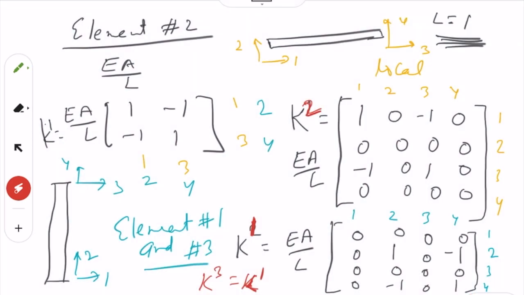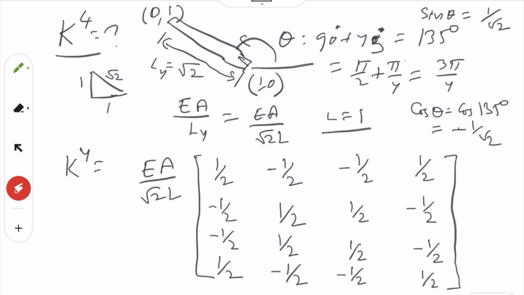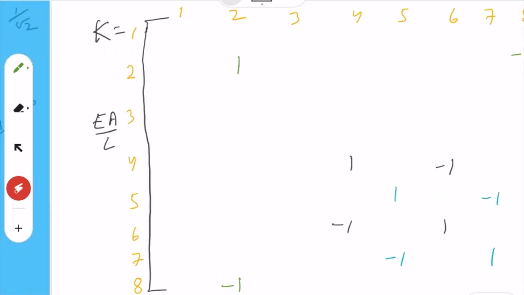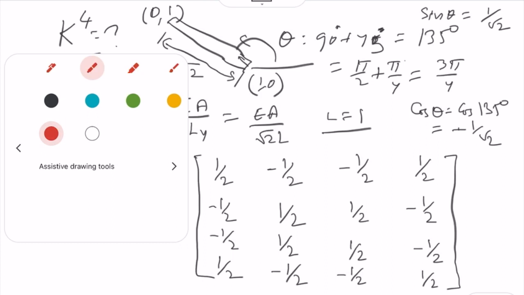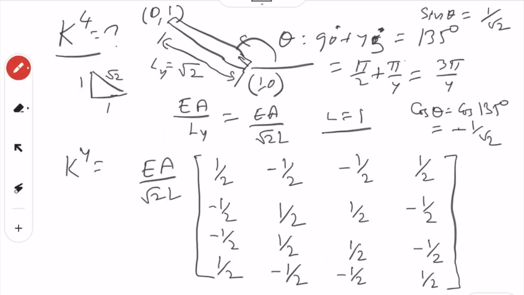Hence, here we have 3, 4, 7, 8 system. Hence, we have to write that. So, let me write this. This is 3, 4, 7, 8 global, 3, 4, 7, 8, and we can now copy.